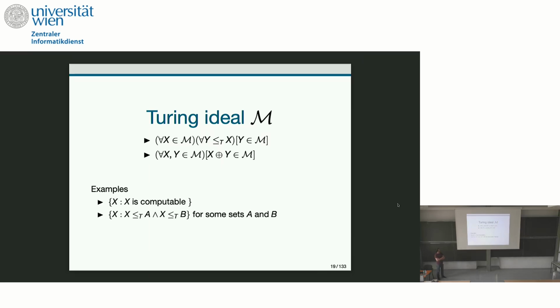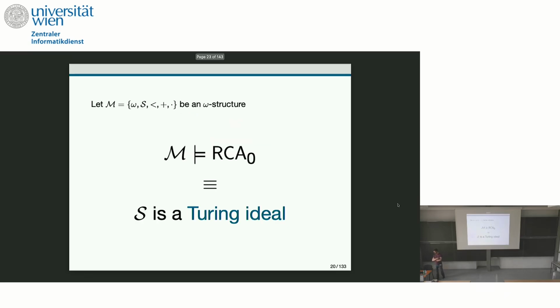But being computable is a Turing ideal, and there exists a very nice characterization of the countable Turing ideals in terms of pairs A and B. So you are a countable Turing ideal if and only if you can be expressed of this form for a pair of sets A and B. It's very nice. And so, as I said, Friedman proved that an omega structure is a model of RCA_0 if and only if the second order part is a Turing ideal.